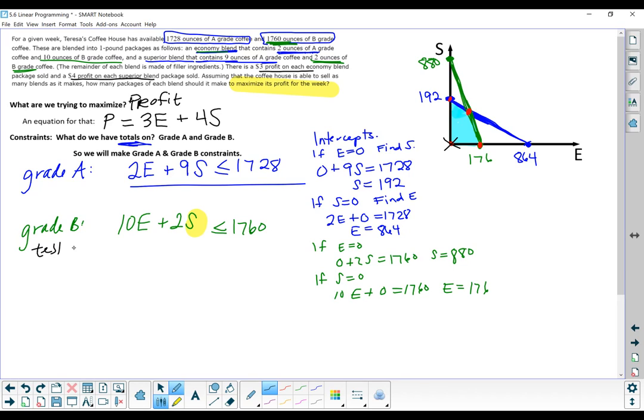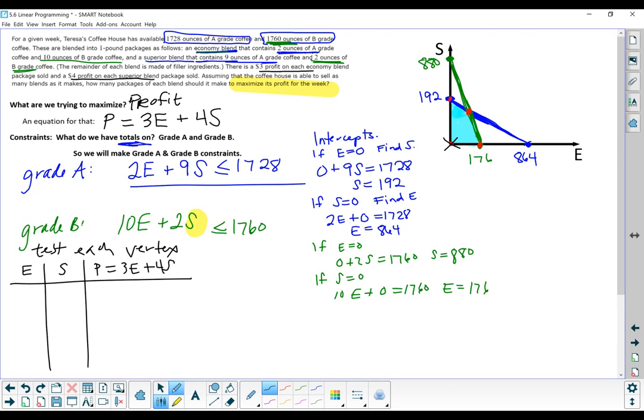So we're going to test each vertex. Okay, and again, the thing we're trying to maximize is profit. So I'm going to write down each vertex, and I'm going to separate it as E and S. And then the profit is 3E plus 4S.